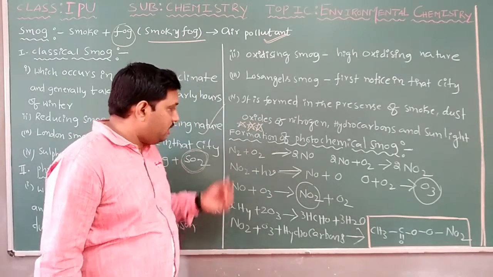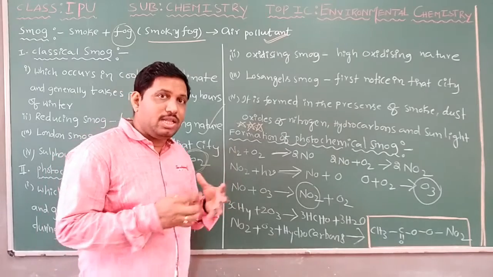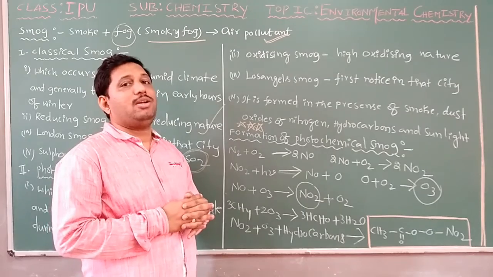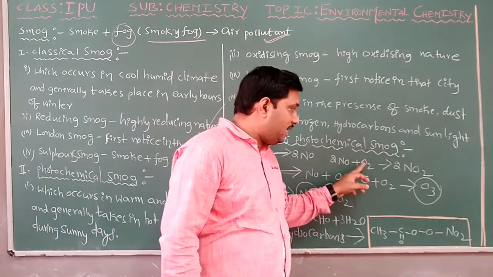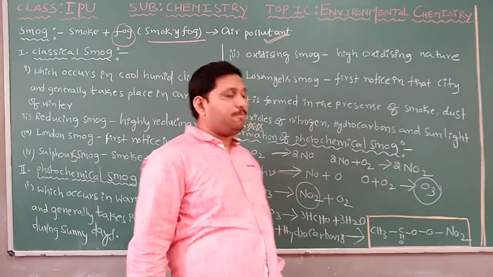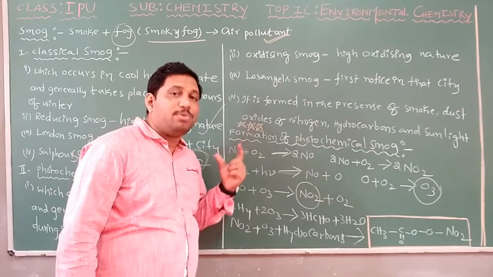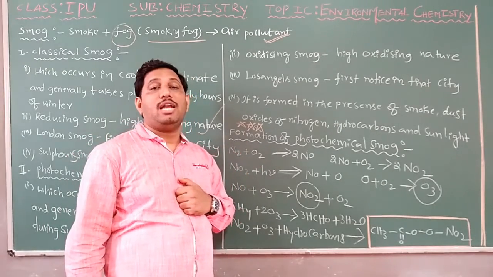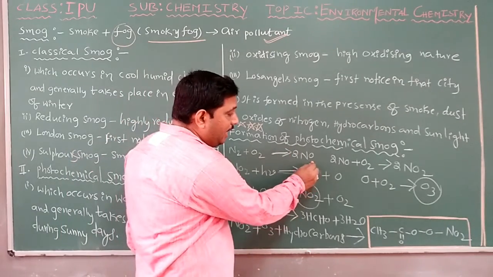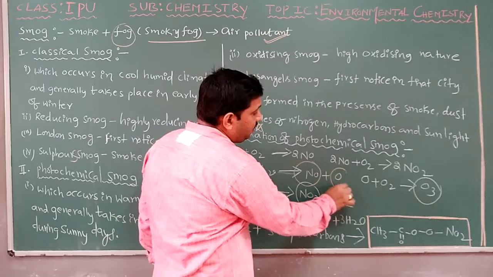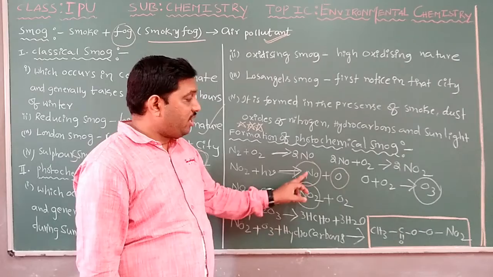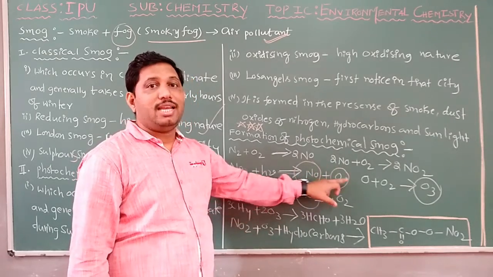The nitrogen and oxygen present in the atmosphere react with one another to form nitric oxide. The nitric oxide reacts with oxygen to form nitrogen dioxide. The nitrogen dioxide formed reacts with the sunlight present in the atmosphere to form nitric oxide and oxygen. These two are highly reactive species.